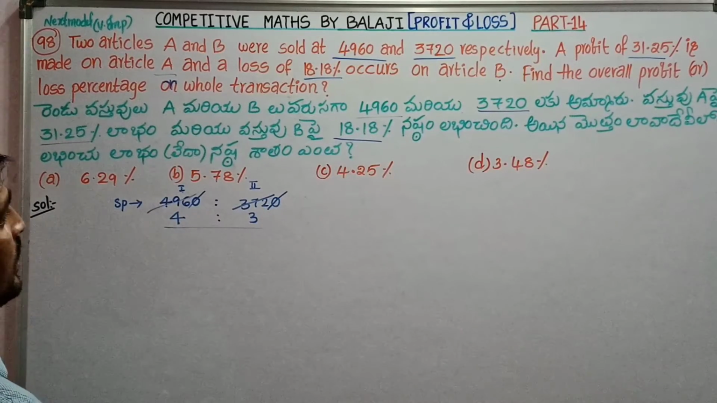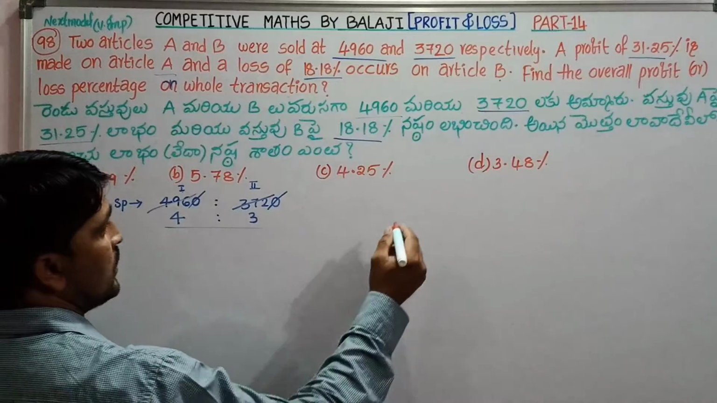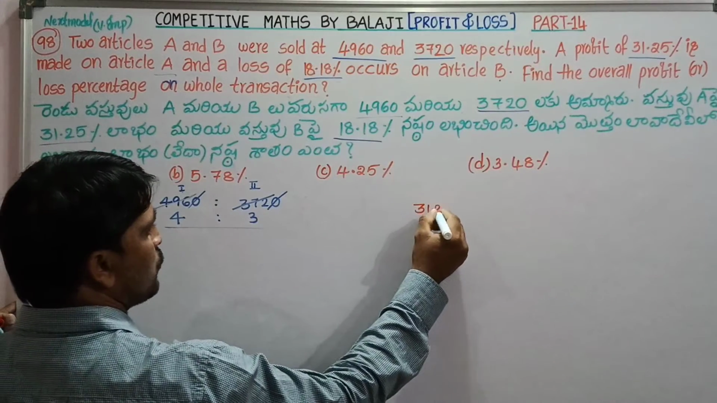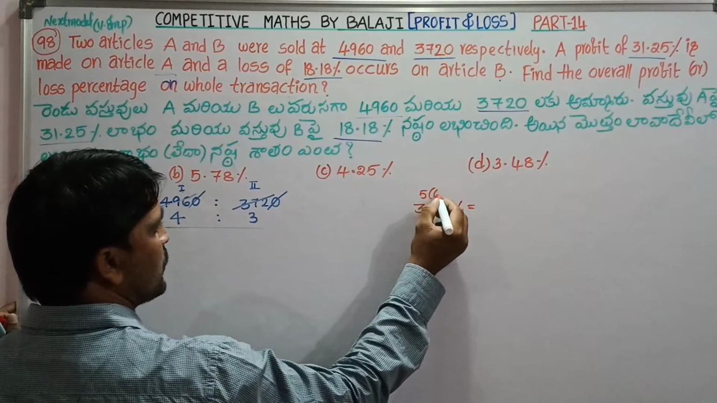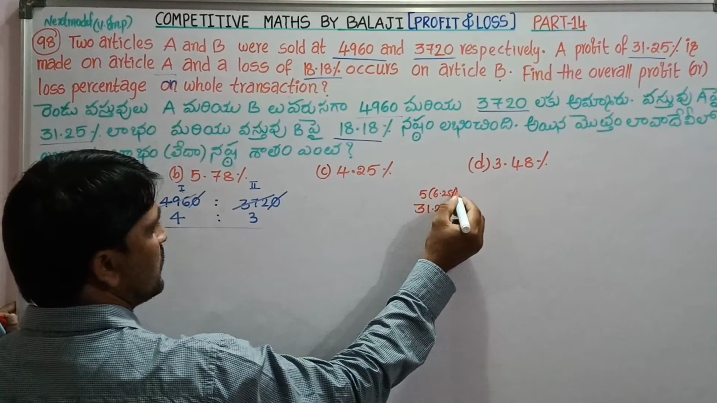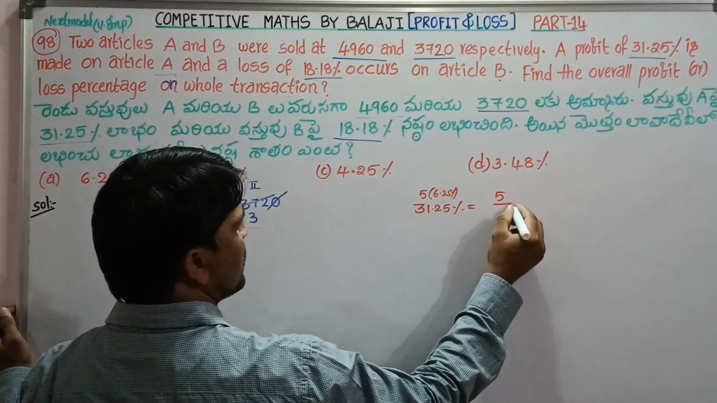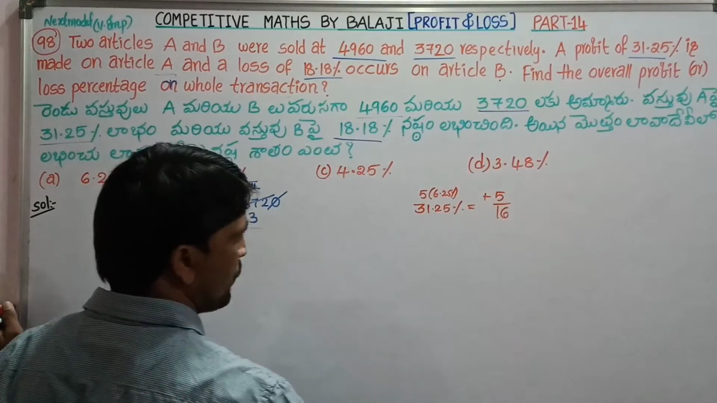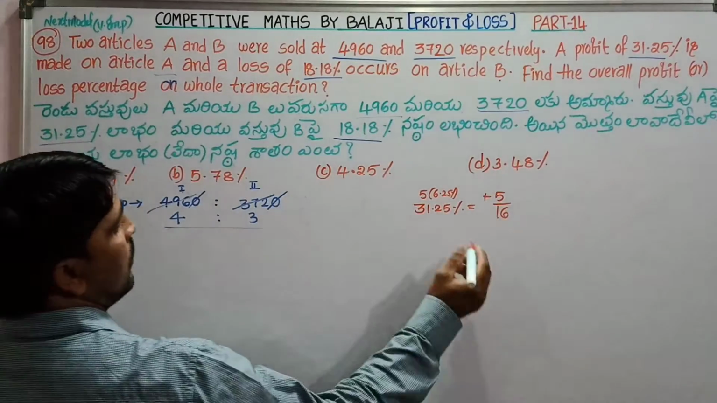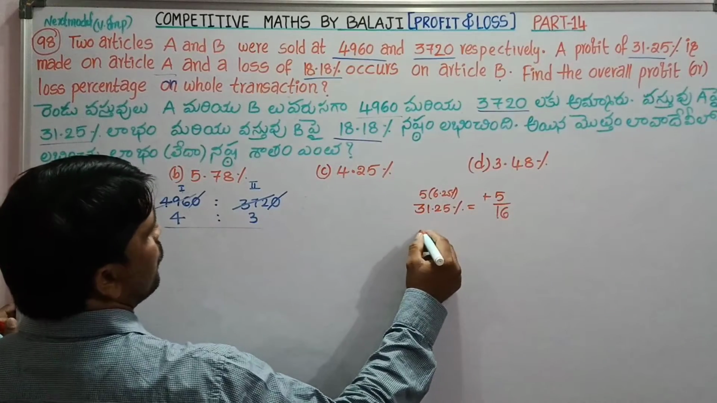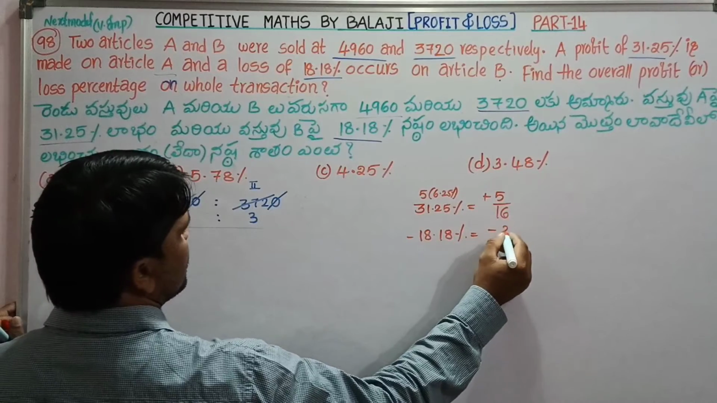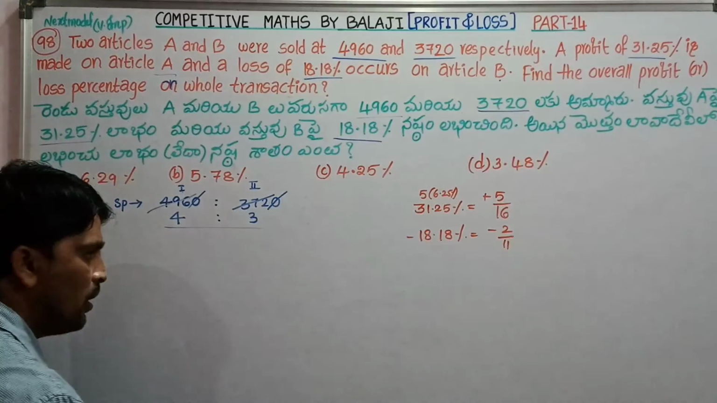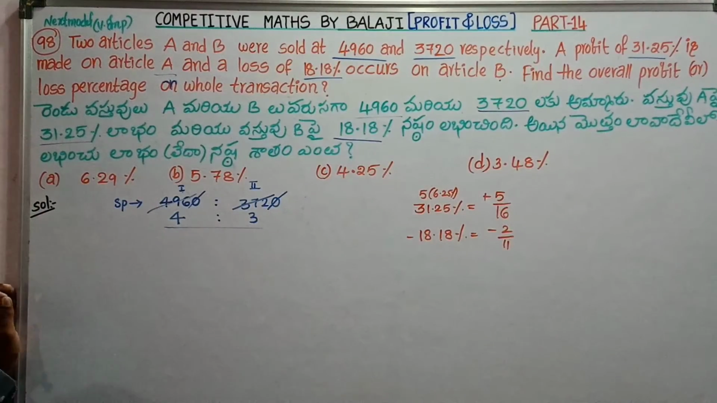Now, on selling first article, there is a profit of 31.25%. That is 5 times 6.25%. That means 5 by 16. There is a profit of 5 by 16. And on article B, there is a loss of 18.18%. That means minus 2 by 11. Fraction value of 18.18 is 2 by 11.